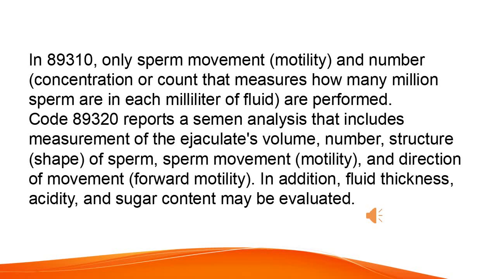Code 89320 reports a semen analysis that includes measurement of the ejaculate's volume, number, structure, shape of sperm, sperm movement, motility, and direction of movement, forward motility. In addition, fluid thickness, acidity, and sugar content may be evaluated.